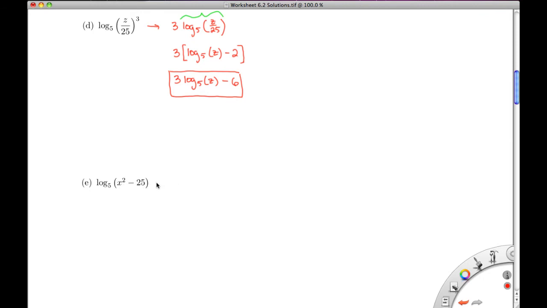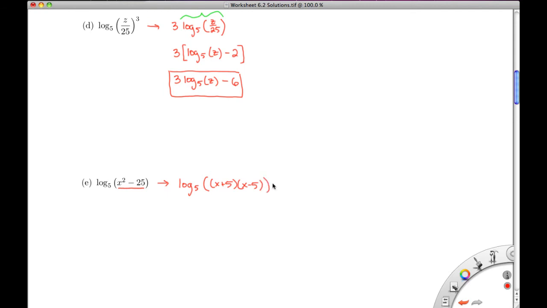However, if we notice that the term inside the log, x squared minus 25, is a difference of two squares and could be factored as such, we could rewrite this as the log base 5 of x plus 5 times x minus 5.